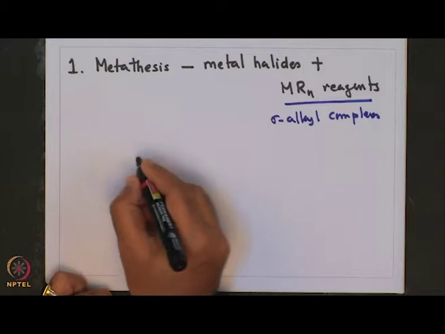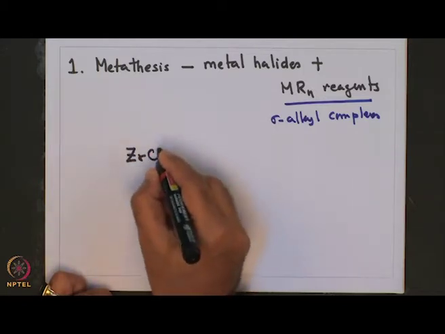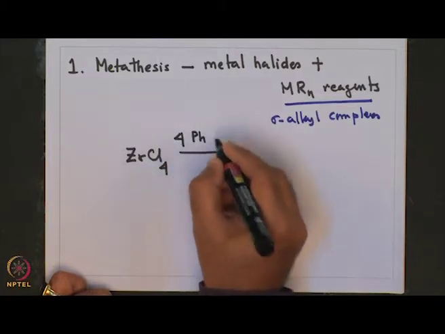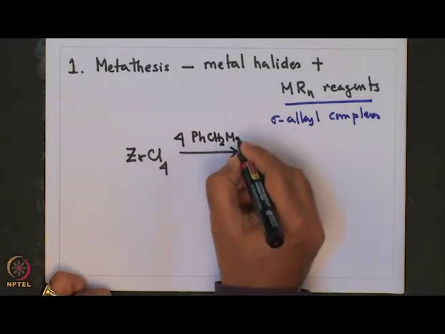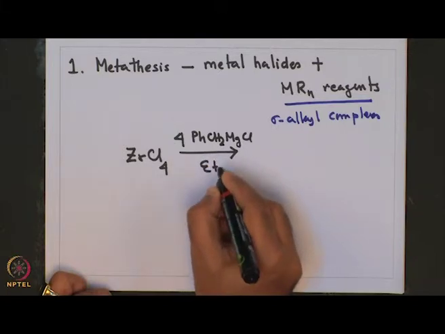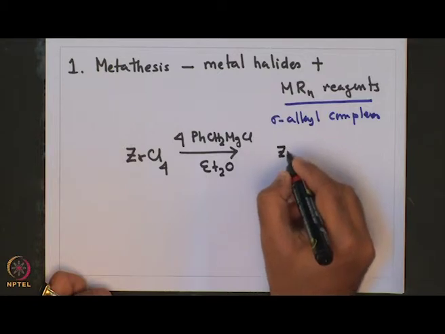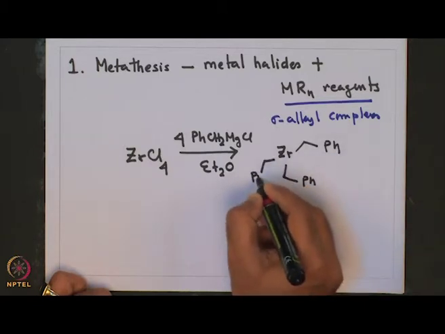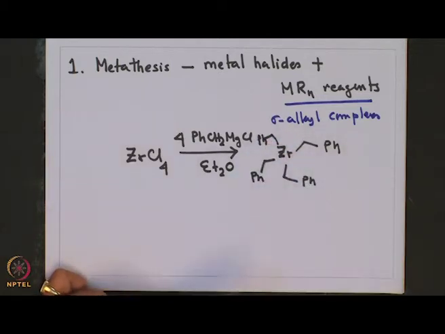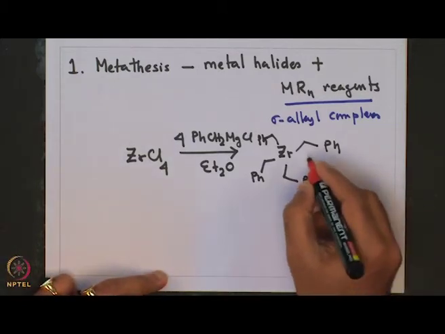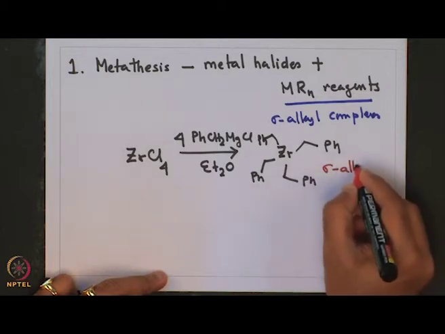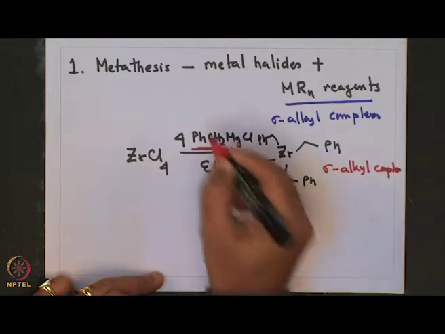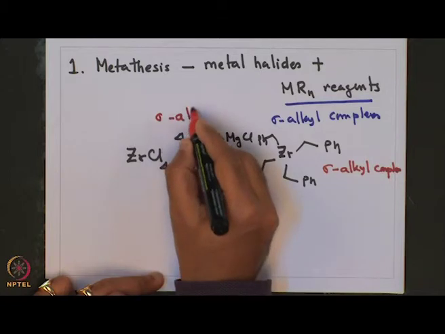Let us see an example. For example, reaction of zirconium tetrachloride with 4 equivalents of benzyl magnesium chloride in ether gives zirconium tetrabenzyl. Now, what is interesting is that the product is a sigma alkyl complex and one of the reagents also is a sigma alkyl complex.